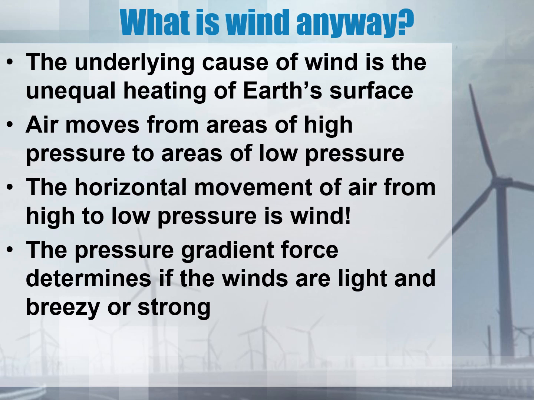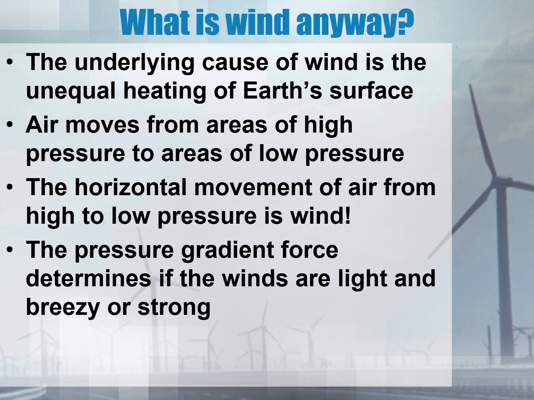Okay, so what is wind? Well, the underlying cause of wind is the unequal heating of Earth's surface. So we know that, right? What part of the globe gets the most heat? Well, that would be the tropics, of course, between 23.5 degrees north and 23.5 degrees south latitude, and everything in the middle there, including the equator, gets a lot of incoming solar radiation, and then much less so at the poles.